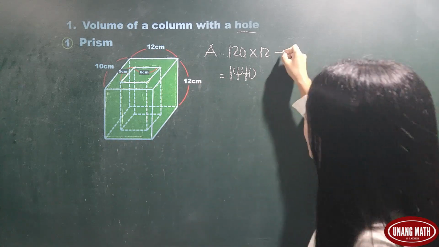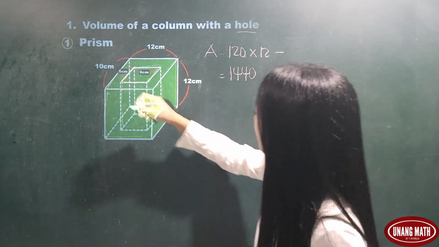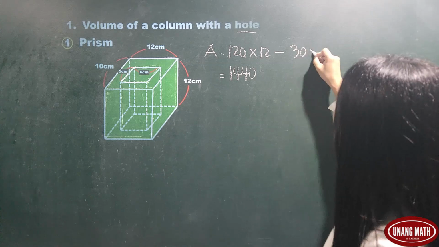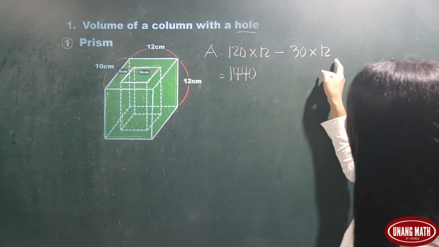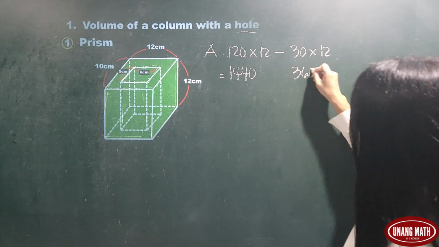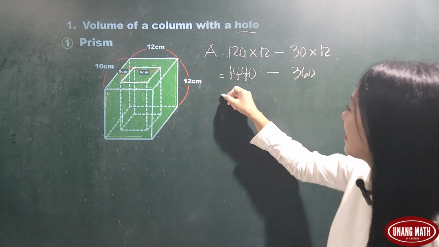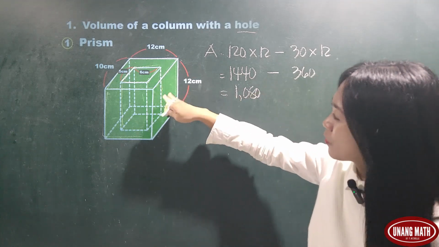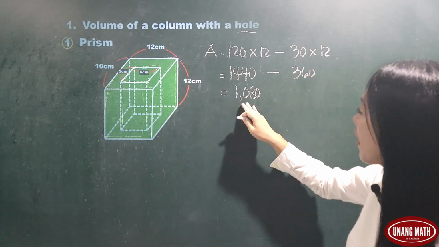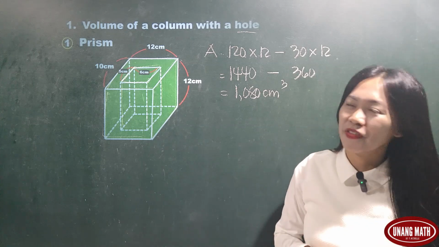Okay, minus the volume of this smaller prism. So 6 times 5, 30 for the base. Multiply this one by the height, which is 12. So 30 times 12, this is equal to 360. So 1,440 minus 360, then this is equal to 1,080. So the volume of this prism with the hole is 1,080 cubic centimeters.